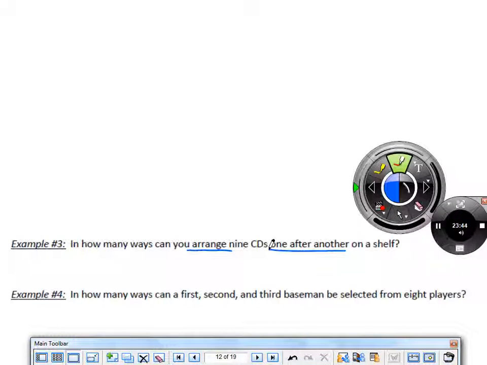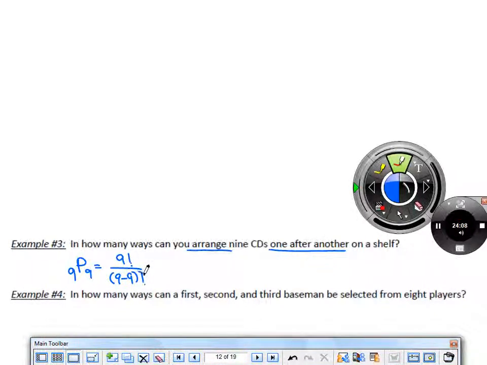So how many CDs are there? 9. How many are you ordering on the shelf? 9. So what kind of calculation do you need to do? Just a 9 factorial. It's really the same thing if you did go through this, just so you know. Because this would look like 9 factorial over 9 minus 9 factorial, according to our little formula.